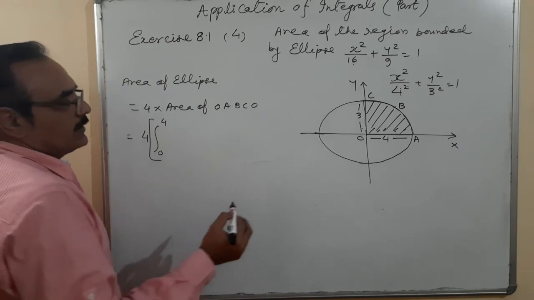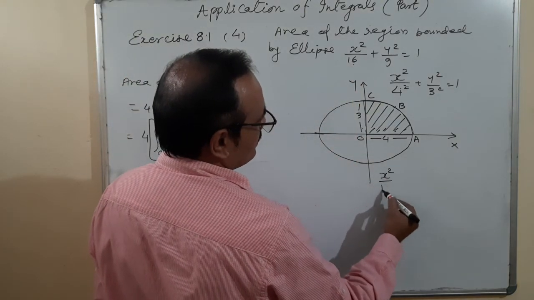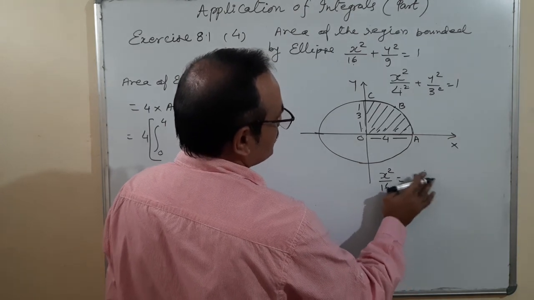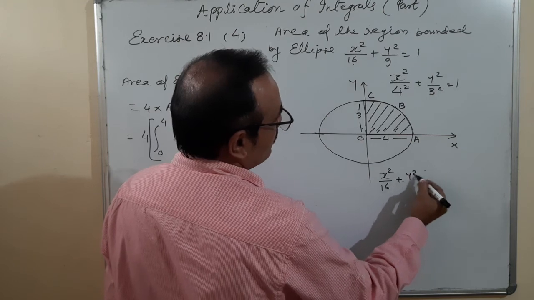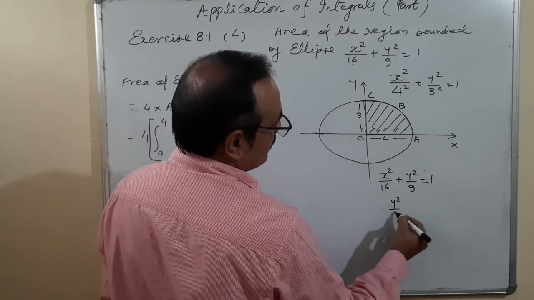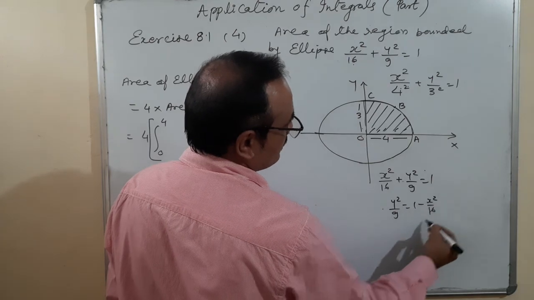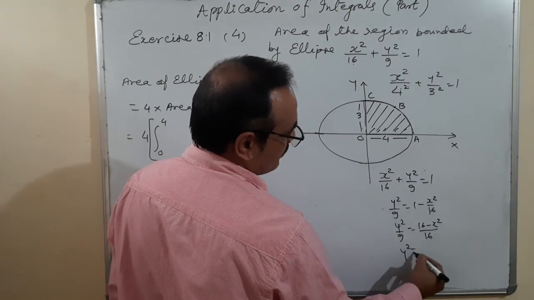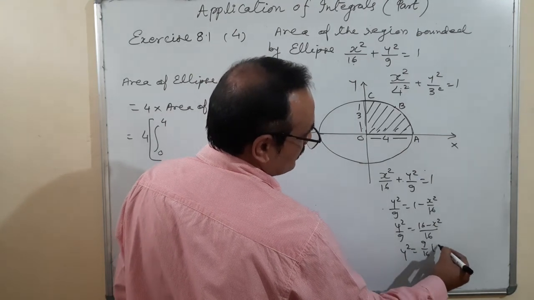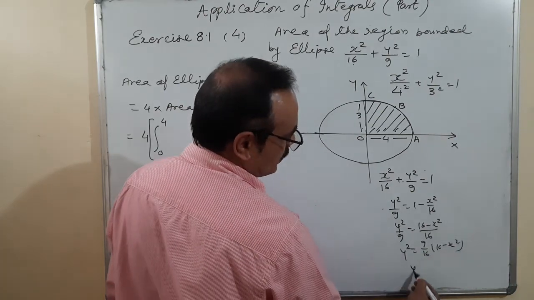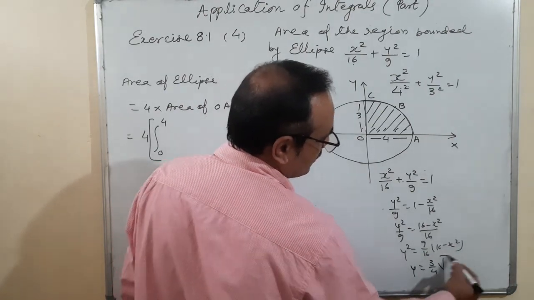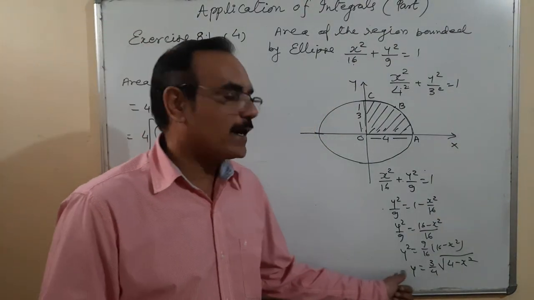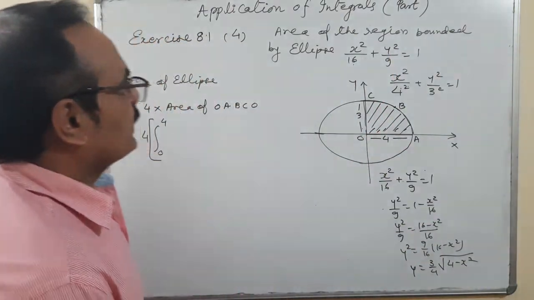Okay, here I am solving this. x square upon 16 plus y square upon 9 is equal to 1. y square upon 9 is equal to 1 minus x square upon 16. y square upon 9 is equal to 16 minus x square upon 16. Therefore, y square is equal to 9 upon 16 times 16 minus x square. Is that okay? What is the value of y? 3 upon 4 under root 16 minus x square. This is the expression of y. That means this is the value of y in terms of x in this equation of ellipse.